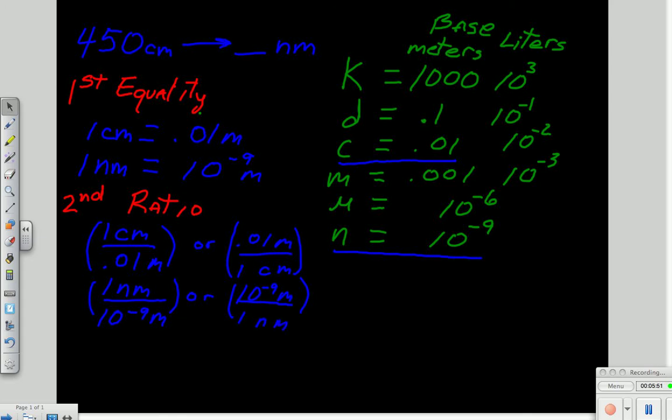Okay, now, third step, oops, I wanted that in red. Oops, I didn't want to erase that. Let's go back. Okay.